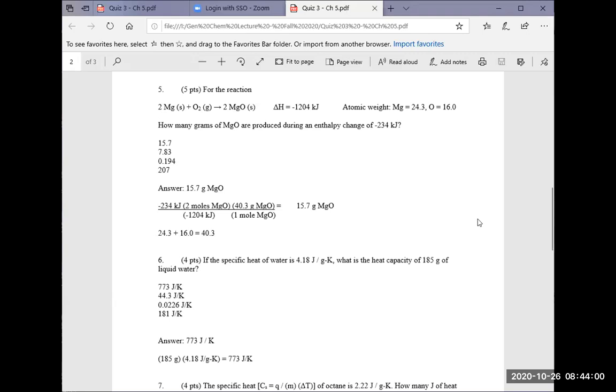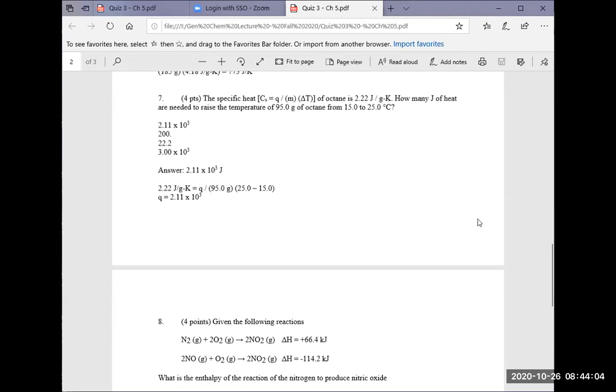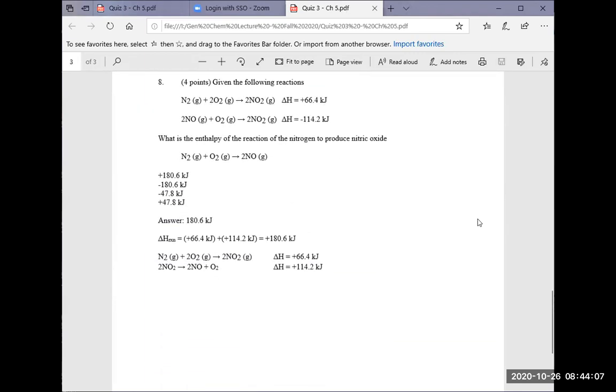Okay, so now the last one. Number 8. You were given 2 reactions, 2 half reactions, and then given the delta H for each of those. And then you needed to calculate the enthalpy of the reaction of nitrogen to produce nitric oxide. And so what you needed to do is rearrange those 2 half reactions at the top to be able to get the reaction of what we wanted. So the N2 plus O2 going to NO.